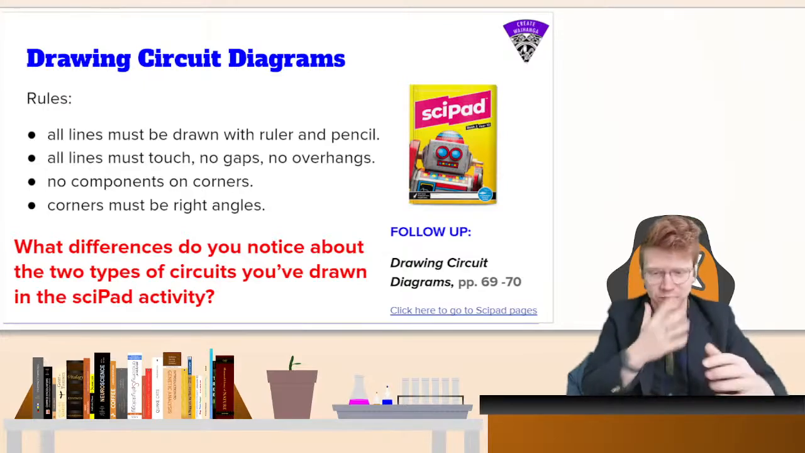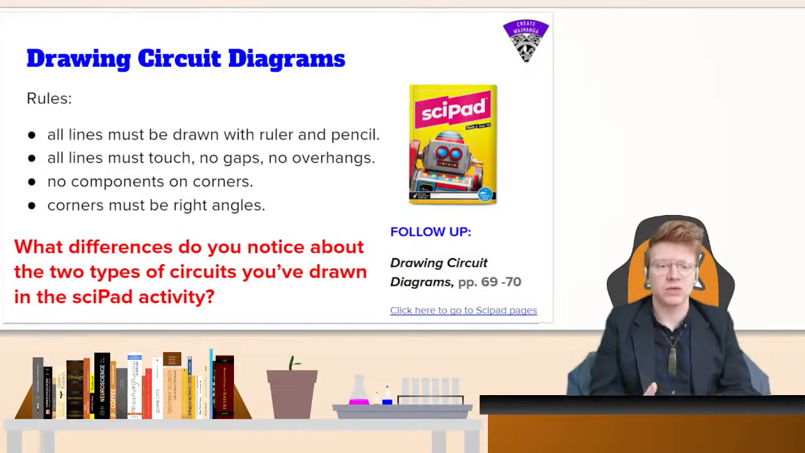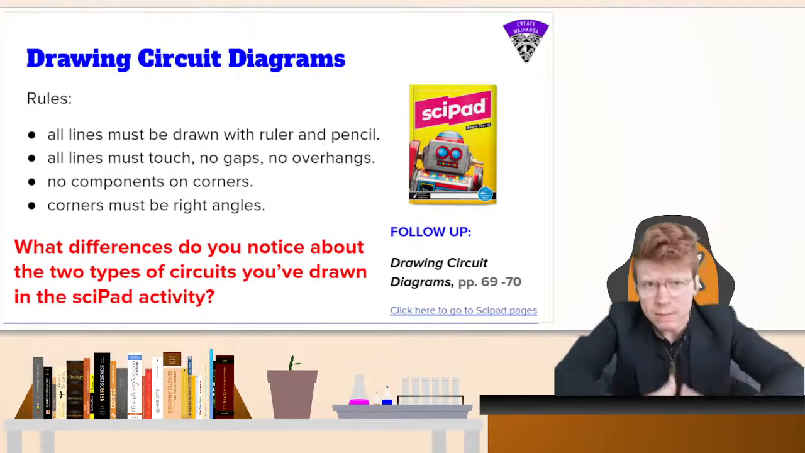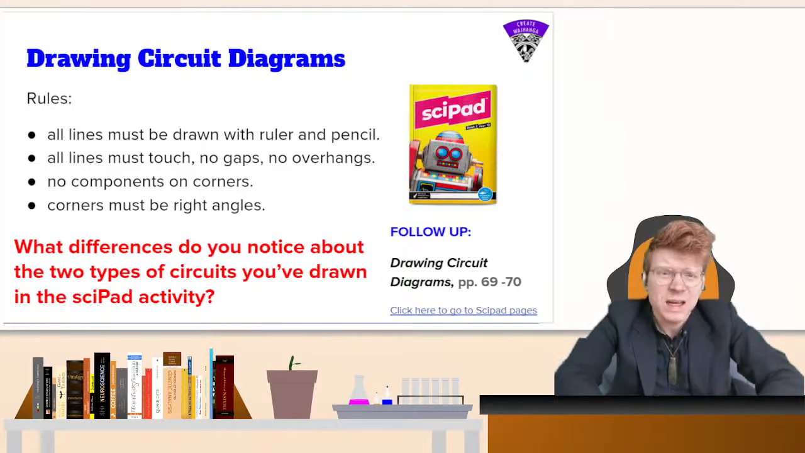So, with that out of the way, we're going to move on to looking at some of the tasks for this week. So the first task is around drawing circuit diagrams. So there are some rules when we're drawing circuit diagrams, and you'll probably be familiar with these already because they're basically pretty similar to the rules we have for graphs.